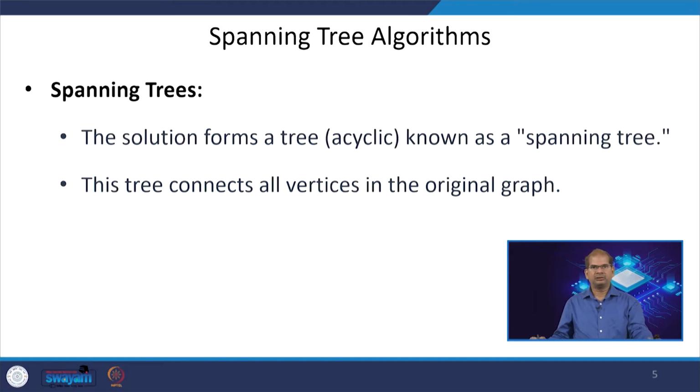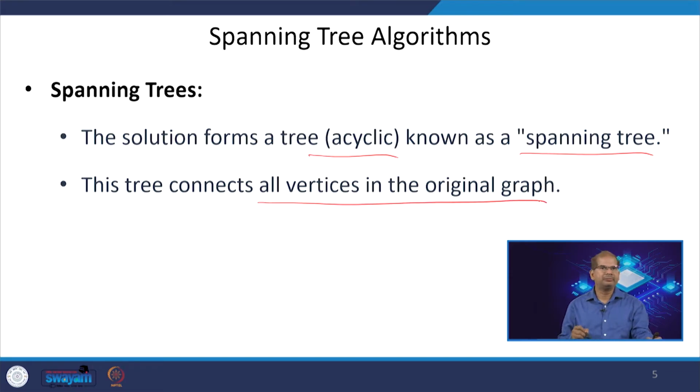The solution forms a tree, that is, it is acyclic, and that is why it is called a tree. Since there is no cycle in the graph, it is a tree, and since it connects all the vertices in the graph, it is called a spanning tree. So, this tree connects all the vertices in the original graph. What is missing here? If I add an edge to that one, then it will create a cycle. So, what we are doing here is, we have an original graph, and we are removing some of the edges to create the spanning tree.